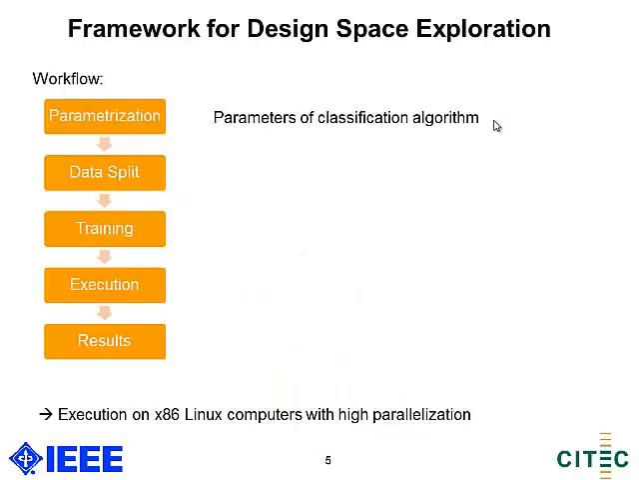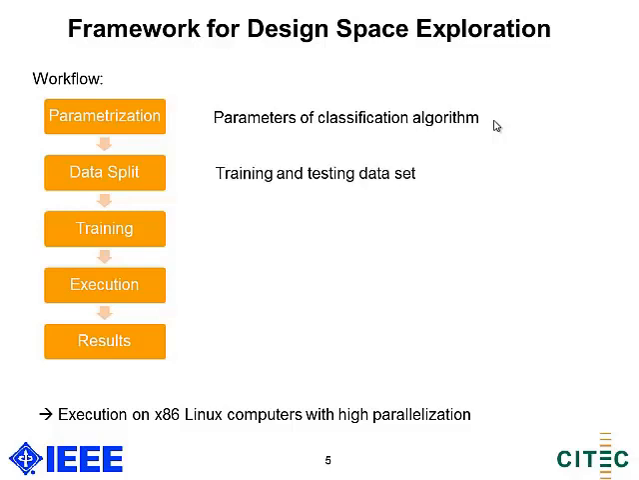This is the flow of our steps of our framework. It starts with a parameterization where we input the user's specification. You can decide which features you want to analyze, which classifier, which target microprocessor is going to be analyzed, and which data is used for that. Then, as we are using a classification algorithm, we have to split our data into a training and an independent testing data set.